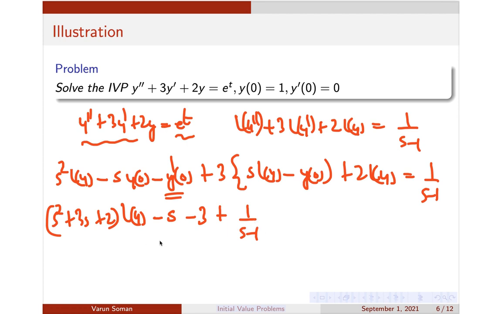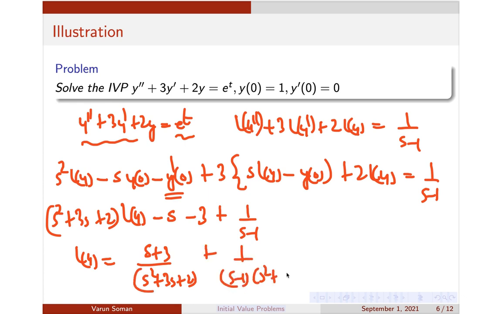I think it is correct, but please correct me if I am wrong. Finally, I'll put L of y to one side. On the right hand side we will have s plus 3 by s square plus 3s plus 2, plus 1 by s minus 1 into s square plus 3s plus 2. So this is your L of y. Now if you take the inverse Laplace transform, you can easily find out the answer.